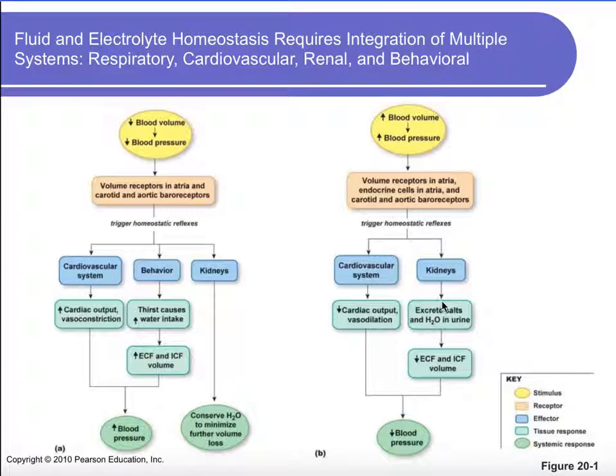The kidneys will then be told to produce more urine, so we'll excrete our salts and our water, because water follows solutes, especially sodium, and that's where the salts come in. And by producing more urine, we will reduce our extracellular fluid volume, and that will help lower our blood pressure. And although behavior isn't written on here, our behavior can change as well. We will not seek out more fluids in this case. Sometimes you just don't feel thirsty.